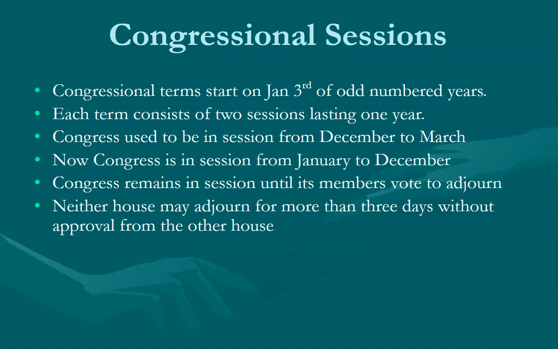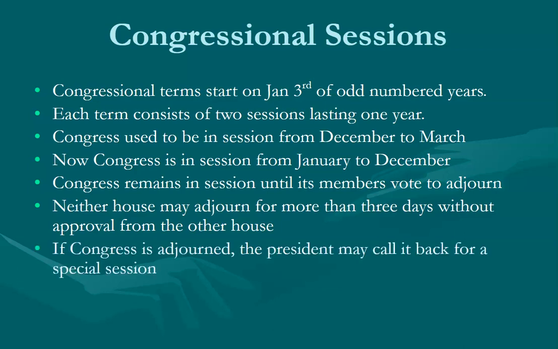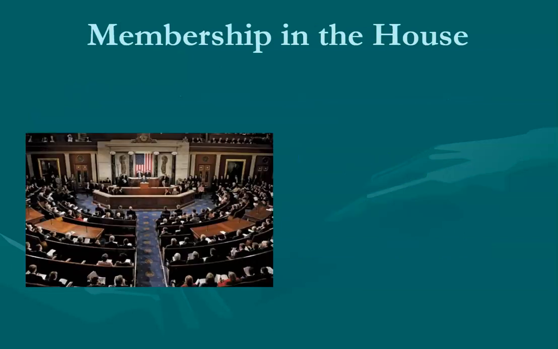Now, Congress remains in session until its members vote to adjourn. It doesn't make sense for the House of Representatives to adjourn, but the Senate remain in session, or vice versa, because neither side can actually pass a bill without the other one. They have to pass bills together. Now, if Congress is adjourned for whatever reason, the President may call it back for a special session in cases of emergency, etc. This happened after the bombing of Pearl Harbor. That began World War II for us.